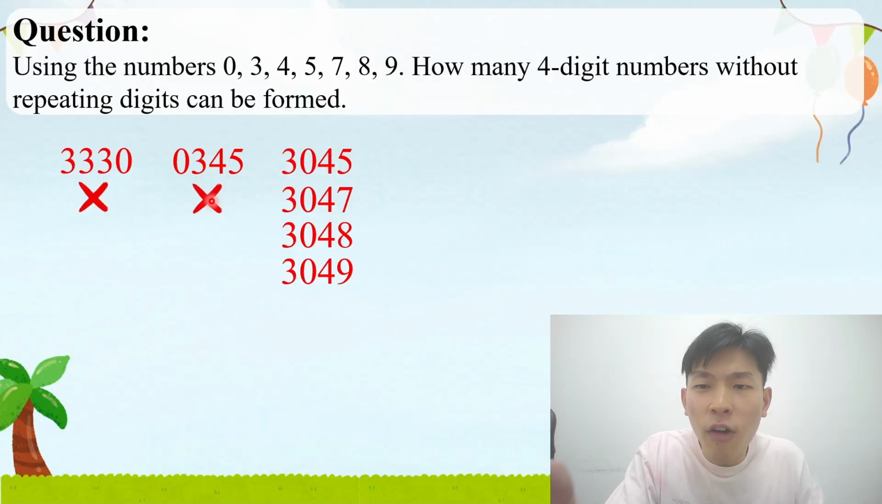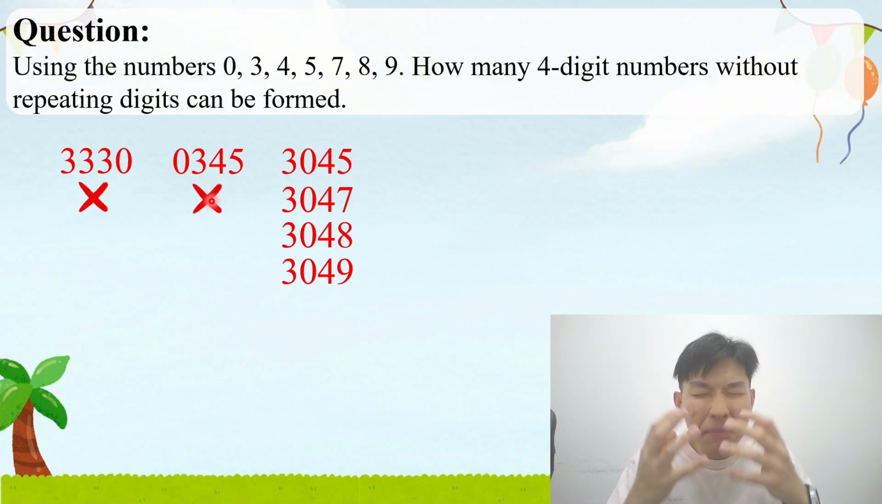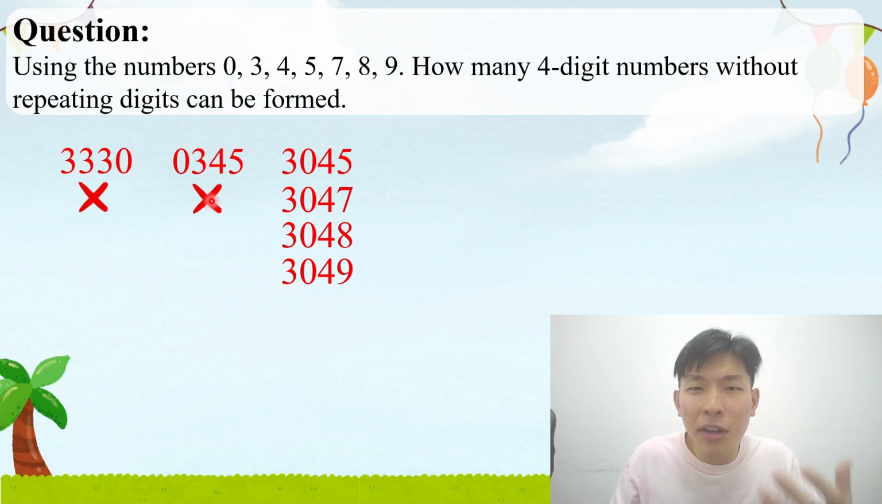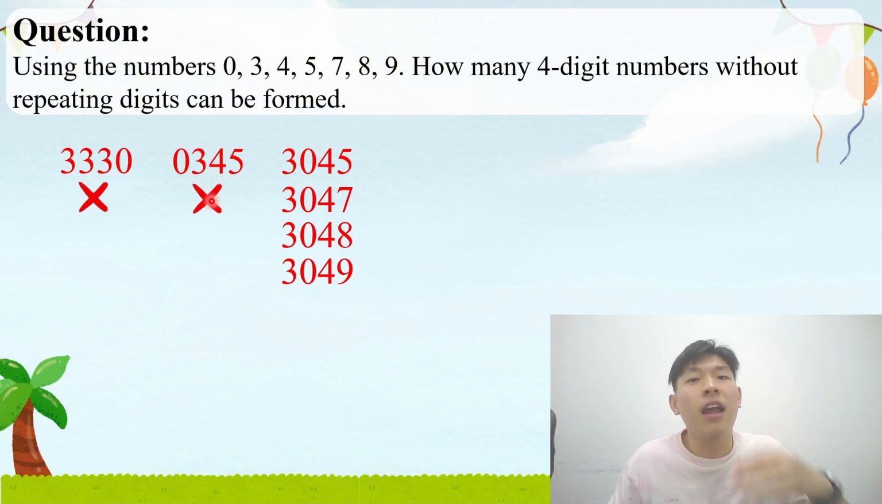There's 3, 4, 5, 7, 8, 9, and 0. There's 7 digits for us to choose from. There must be many combinations out there. And if you want to finish listing them, maybe we'll finish it by tomorrow. And in the process of doing this, maybe we will miss one number here and there. So how can we do it faster and accurately?